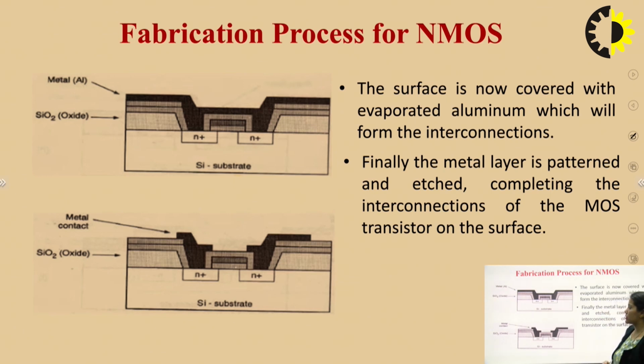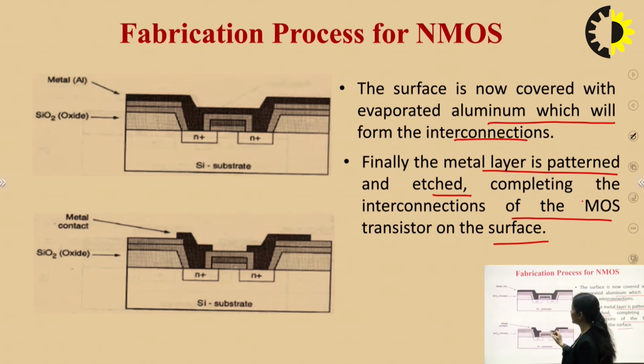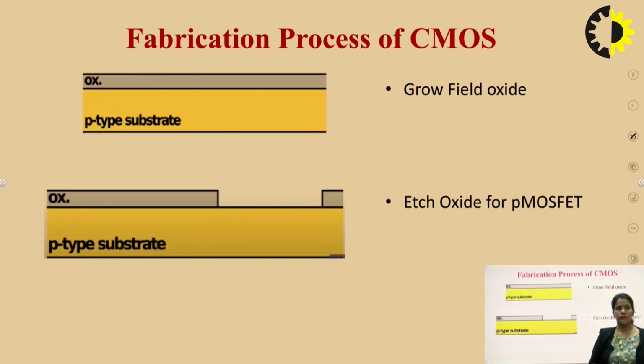Next step is metallization. The surface is now covered with evaporated aluminium which will form the interconnections. Finally, the metal layer is patterned and etched, completing the interconnections of the MOS transistor on the surface. So this is how the metal layer is deposited over the whole surface, and again using photolithography, the patterns are created and the metal layer is removed from the unwanted areas, and only the areas where the metallization has to be done are left. So this is how the metallic interconnections are made with the outside world.